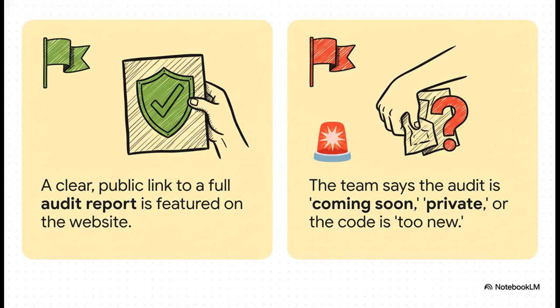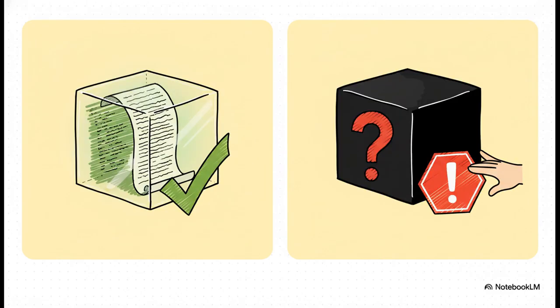And you can see the pattern right away, can't you? The green flag is all about being open and honest. Here's a clear, public link to the full report. But the red flags, they're always just excuses. Oh, it's coming soon, or it's private, or our code is too new. What they're really saying is that you're the guinea pig. You're the test for their unproven code. No thanks.